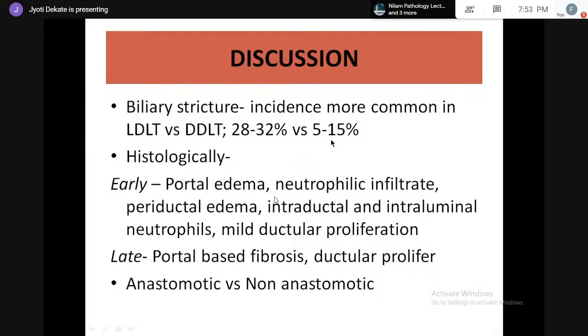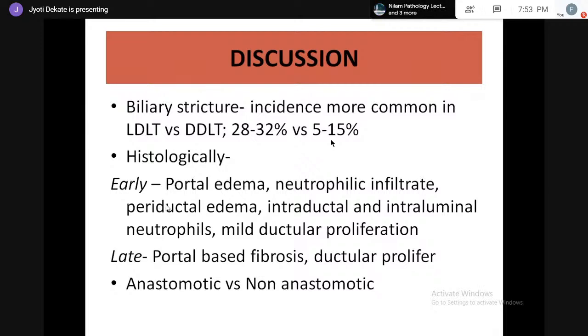in the early ones we see neutrophilic predominant inflammation, portal edema, periductal edema, and ductal proliferation, while in the later cases the fibrosis predominates and there is evidence of marked ductal proliferation in these cases. So this is about the histopathology part. Now coming to the pathophysiology.